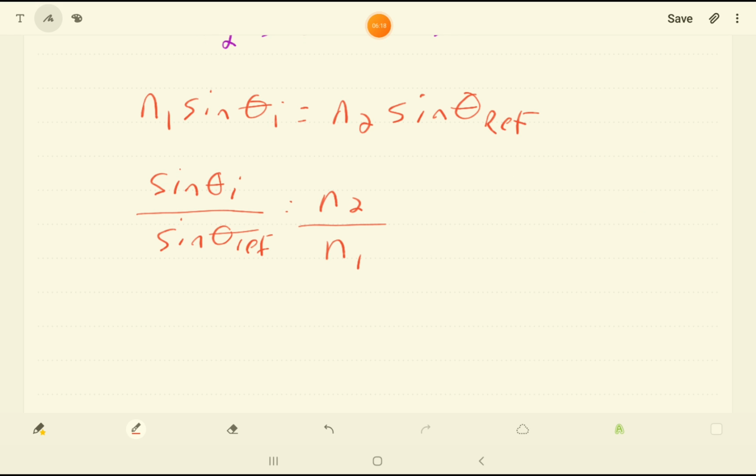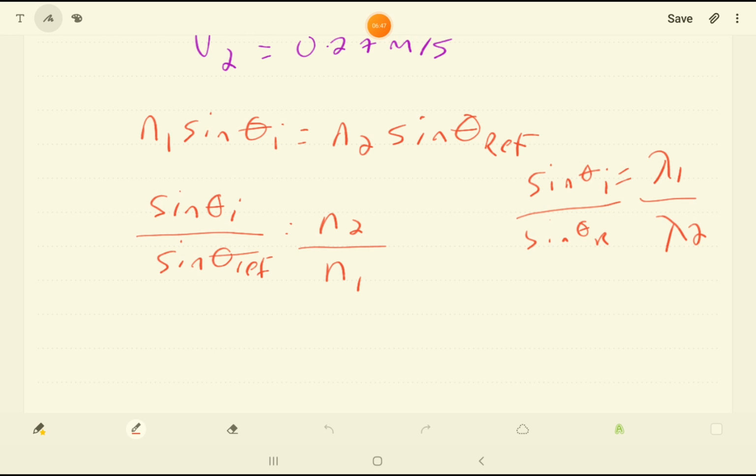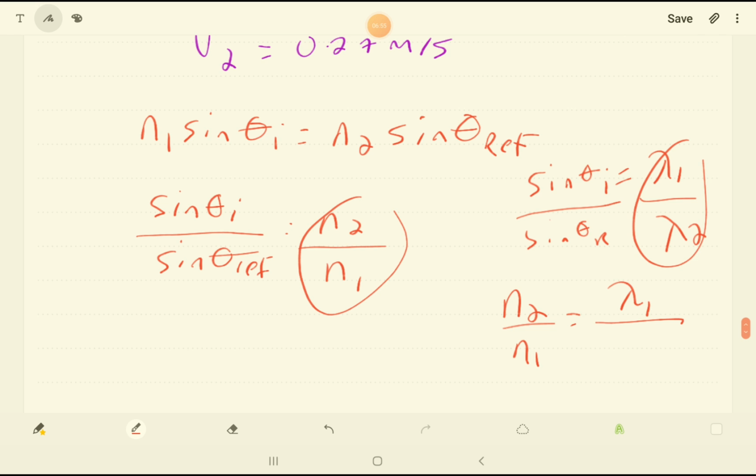Sorry, let me backtrack. From previous physics classes, and this is back in grade 10, we can remember that sine theta of incidence is equal to your wave of the first boundary, and sine theta refraction is equal to the wave of the second boundary. And we can generalize it to this, which means that from these two here, we can generalize that N2 over N1 is equal to the lambda of the first medium over the lambda of the second medium.